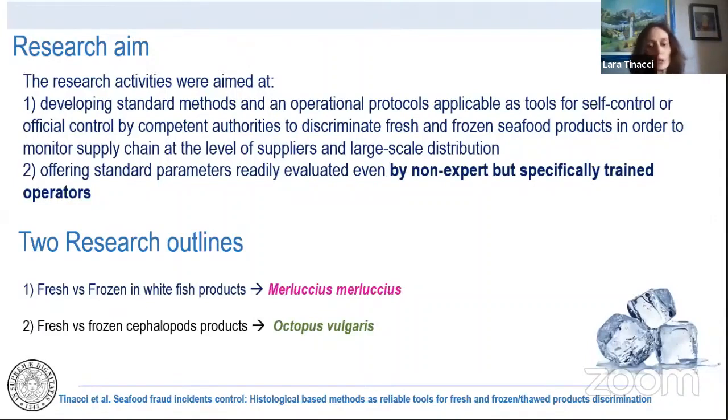I would like to introduce you to two research outlines that we followed. One on the discrimination of fresh and frozen whitefish products on the model of Merluccius merluccius, and the other one on the model of Octopus vulgaris for the discrimination of fresh and frozen cephalopod products available on the market.